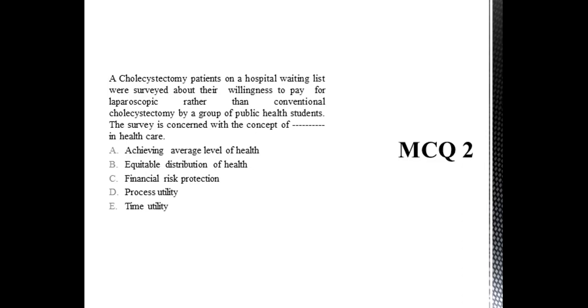D will be the correct option: process utility. In this scenario, the willingness to pay approach is used for surveying the cholecystectomy patients, and process utility is actually measured using the willingness to pay approach. Therefore, D will be the correct option. Process utility.